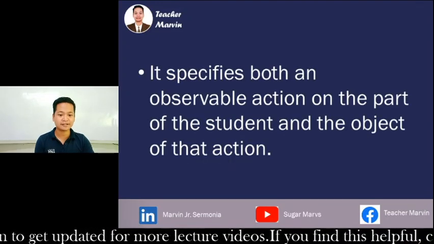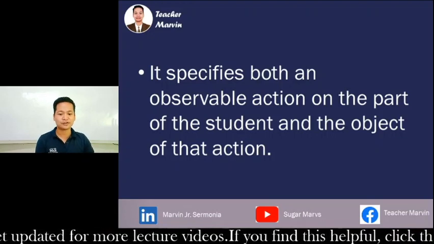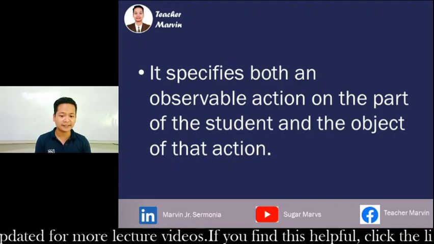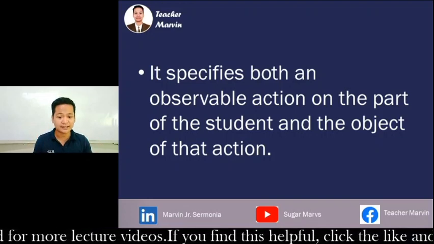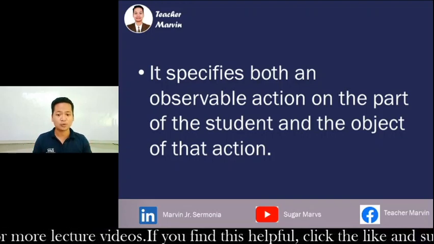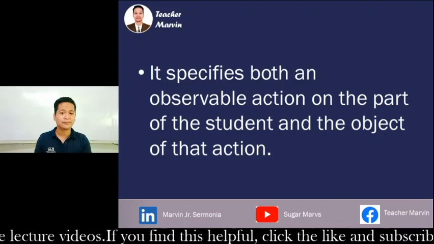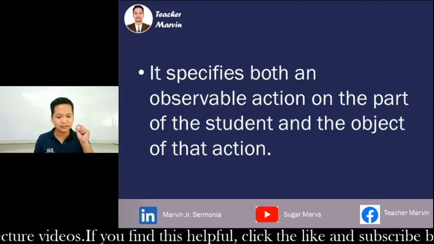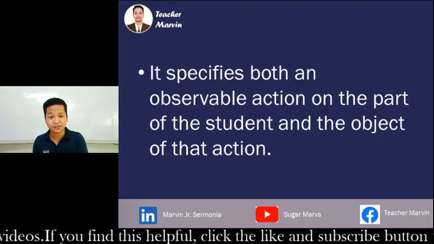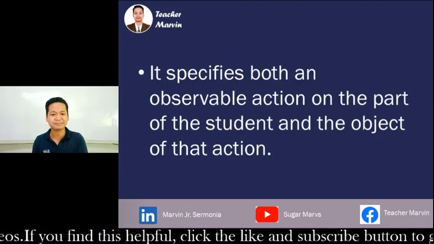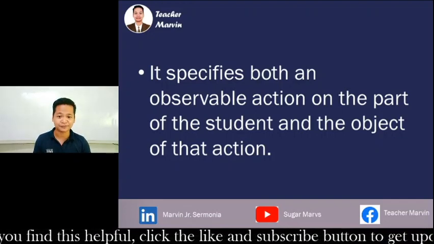It specifies both an observational action on the part of the student and the object of that action. So in writing, okay, in writing your lesson objective, you must consider this thing. It must be observable or it must be measurable, because the action, no, or the learning cannot be measured if it is not observable. Okay, so do not make an abstract, very abstract lesson objective, right?